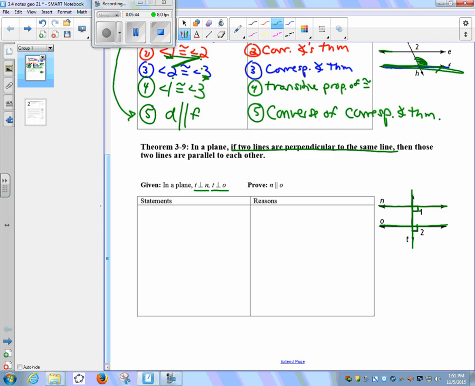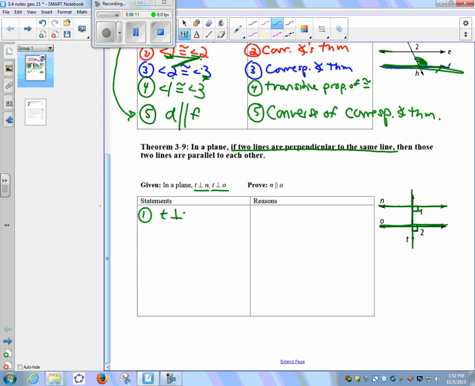Angle 1 and angle 2. What kind of angles are they again? Well, these are corresponding angles. If both of these are perpendicular situations, then both of these corresponding angles must be right angles. If they're both right angles, then that means they're congruent. And if they're congruent, then the lines must be parallel by the converse of the corresponding angles theorem.